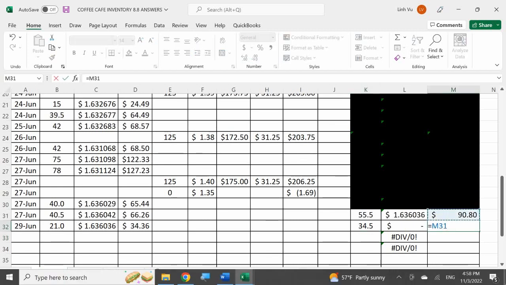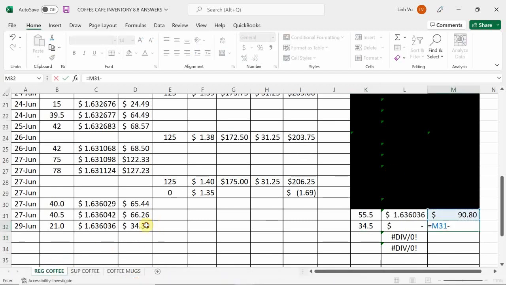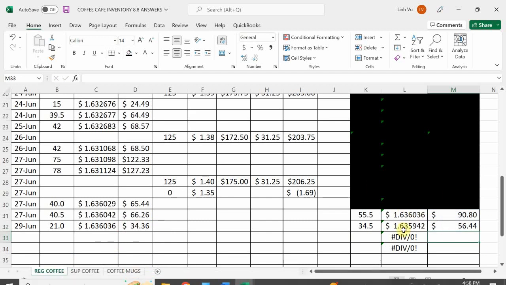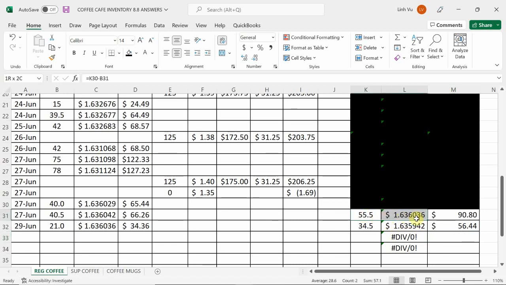With a total cost of $56.44 left, which decreased the average cost by 1.6359.